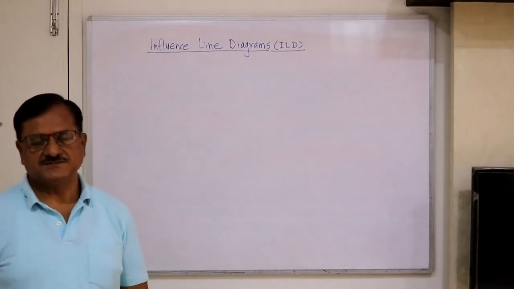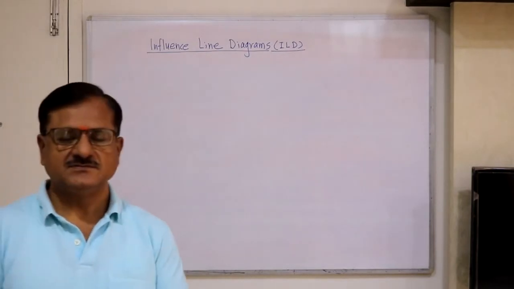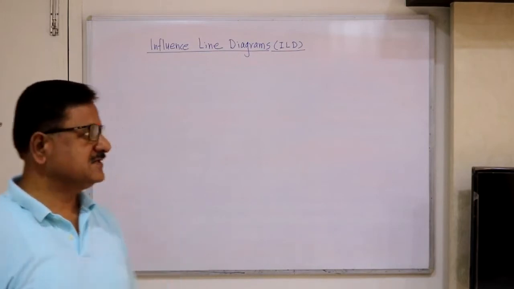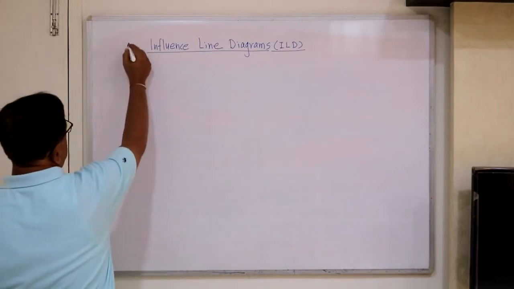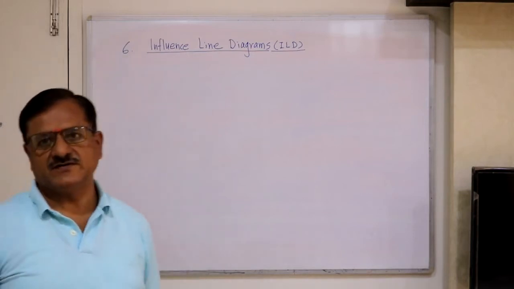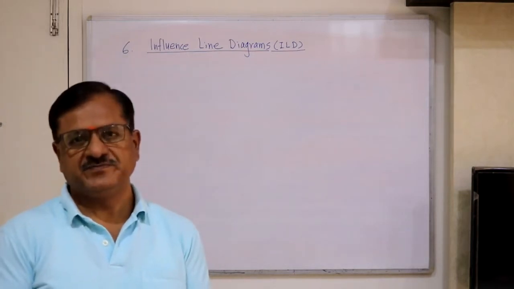Welcome friends. Now we will start our last unit, unit number 6, influence line diagrams. So this is the last unit of our syllabus.